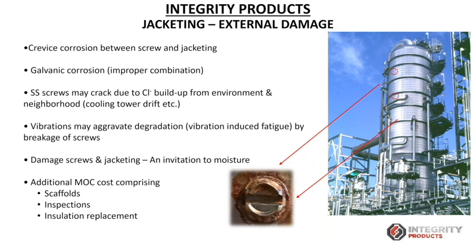You might have seen that asset owners make a huge investment buying the jacketing and installing it. Sometimes we see conventional stainless steel screws with metal to metal contact. The problem is that, due to the metal to metal contact, there would be crevice formation leading to crevice corrosion, and with improper material selection there could also be galvanic corrosion.